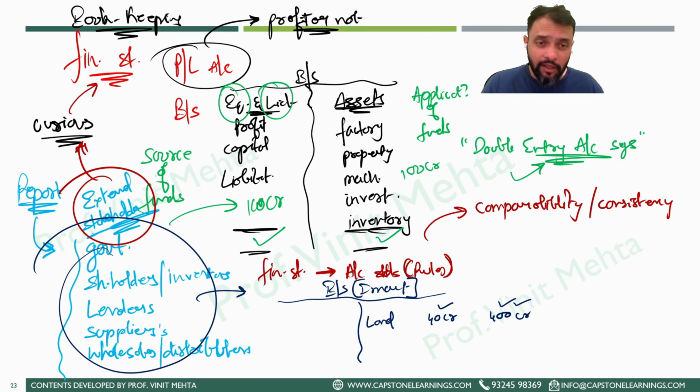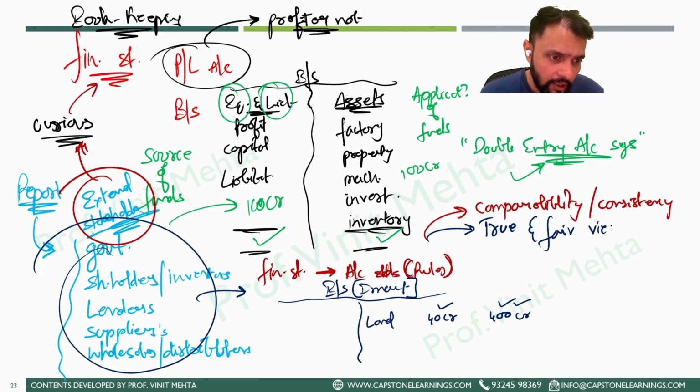Because these external stakeholders are thinking, listen, I'm not running the business. The only way for me to understand the business is by looking at the numbers. Imagine if these numbers are not reliable. Can I say it will create chaos? Yes, definitely. So the objective behind accounting standards is to ensure that all the values on the income statement and balance sheet show a true and fair view of the business. That is the larger reason why accounting standards exist.